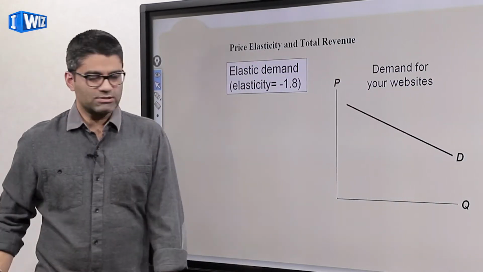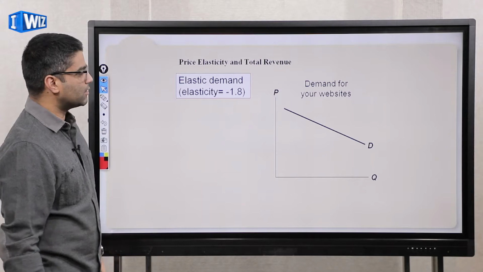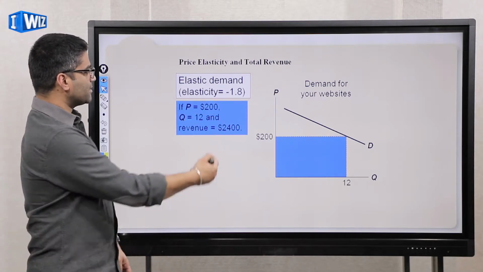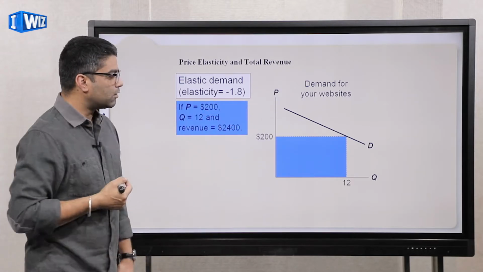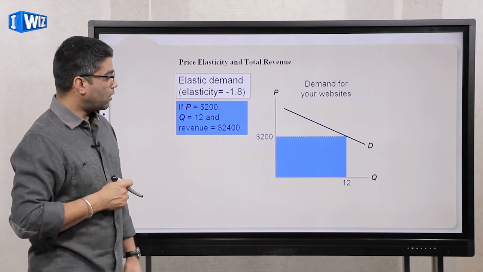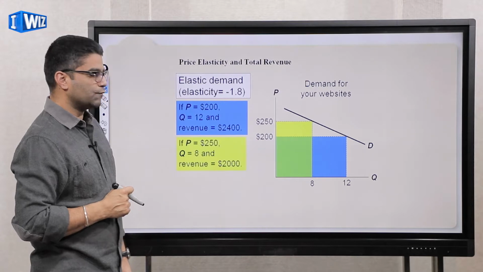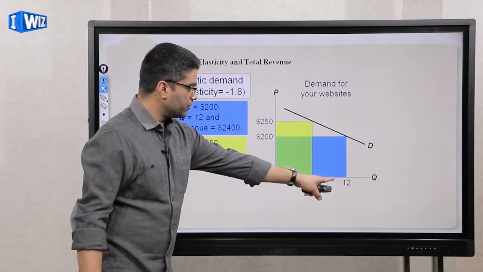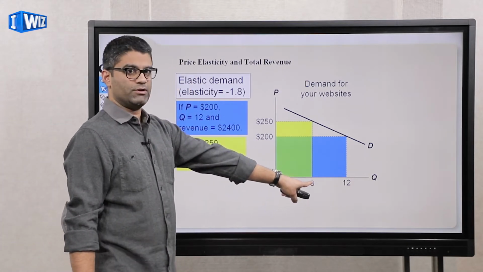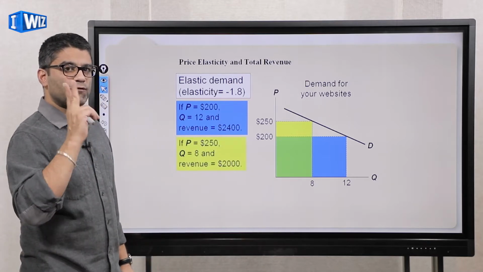So let's say your elasticity is -1.8, which means your demand curve is elastic, and you are currently selling 12 units and charging $200, leaving you with a total revenue of $2,400. So if you raise your price from 200 to 250, you will sell fewer units. You're going to sell 4 fewer units in this case. So we will see there are 2 effects that happen.